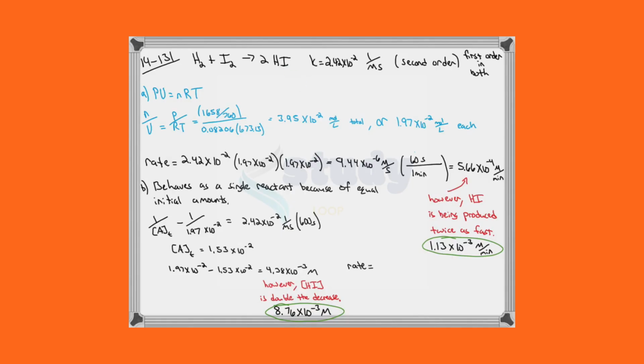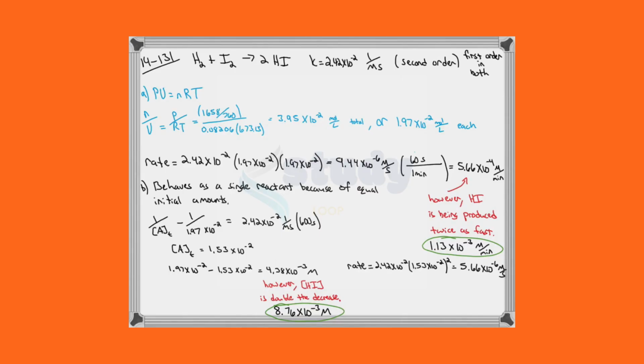What then is the rate after 10 minutes? Well, rate is going to be equal to K multiplied by the concentration squared, or each of these concentrations are the same, so it would just be 1.53 times 10 to the negative 2 times 1.53 times 10 to the negative 2. That gives us 5.66 times 10 to the negative 6, 1 over molar.